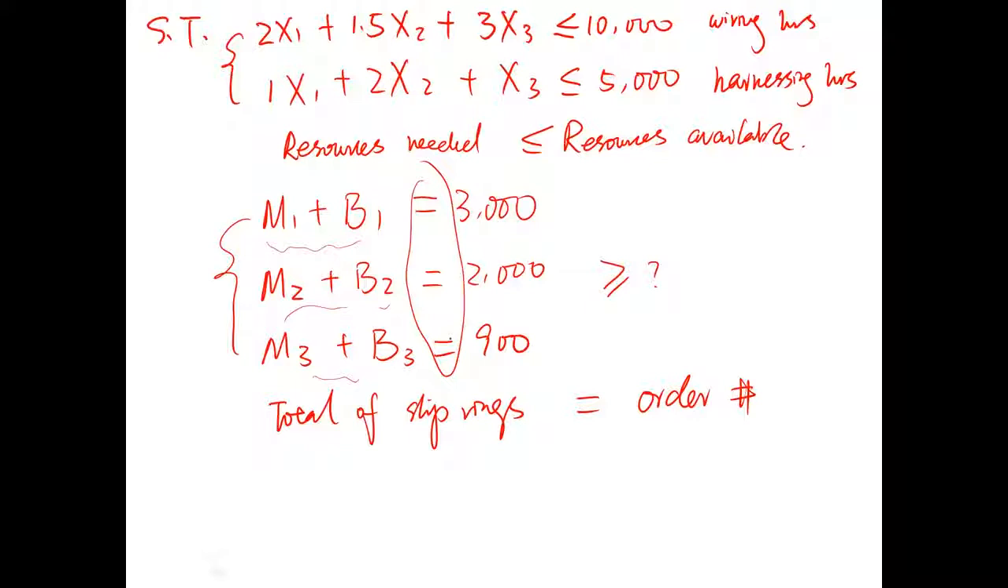With that said, are there any more constraints that are missing? Yes, the non-negativity constraint, right? So all the m and all the b need to be greater than or equal to 0 for all i from 1 to 3. And that's our model. So this is the model that we created for this problem.